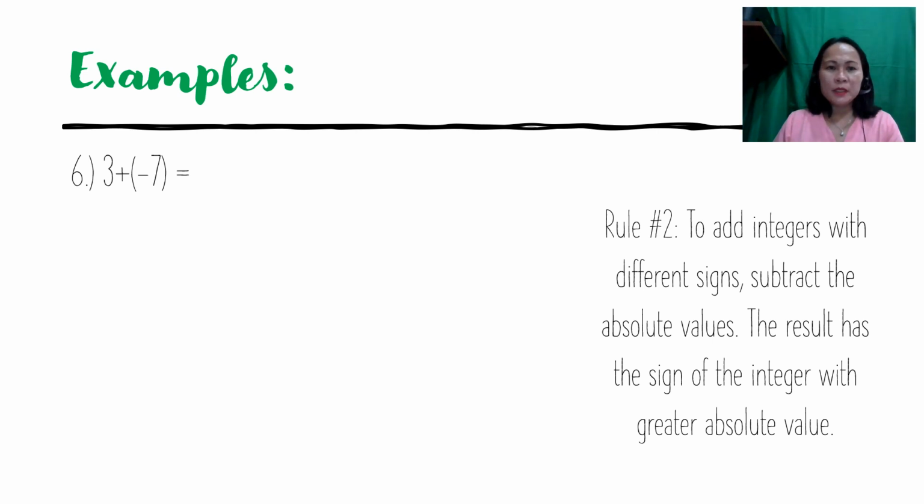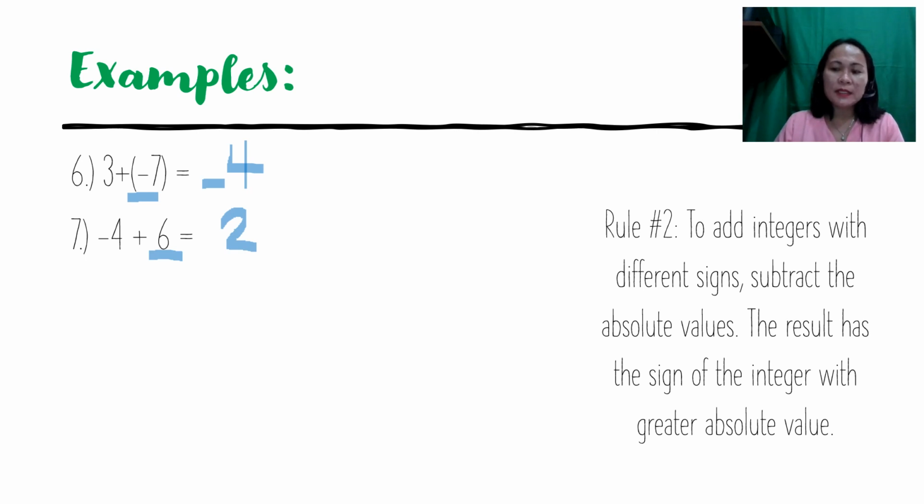For our example number 6, we have 3 plus negative 7, so subtract the numbers. 7 minus 3 is 4. Then use the sign of the integer with a greater absolute value, which is negative 7, so we have negative 4. And for example number 7, we have negative 4 plus 6, so subtract the integers. 6 minus 4 is 2. Then use the sign of the integer with a greater absolute value, which is positive 6, so we have positive 2. Again, if the answer is positive, we don't need to write the positive sign.